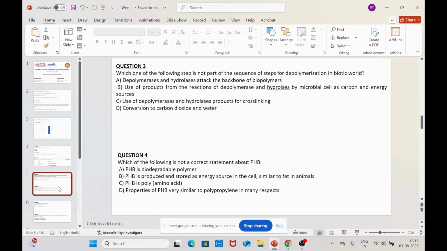So moving on to question 3. Which one of the following steps is not a part of the sequence of steps for depolymerization in the biotic world? As I said, depolymerization typically means breaking down polymers into smaller monomers, or smaller components, so that they can be further used up by the environment.